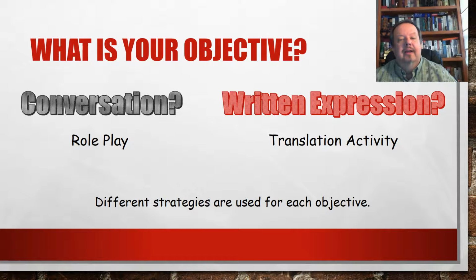Where if you're trying to increase their written expression, then you might use some kind of translation activity, or an activity where you read the sentence in the language and then you have to fill in the blank. Different strategies are used for each objective, and you have to know what that objective is before you choose a strategy, so that you can choose a strategy that would be effective in achieving that objective.